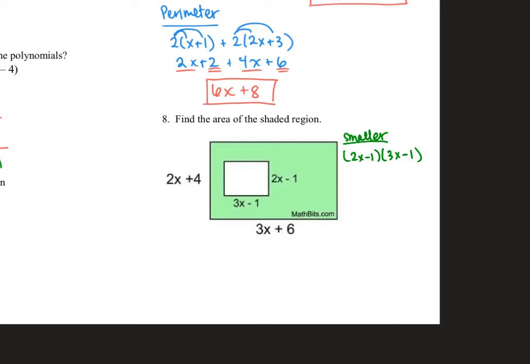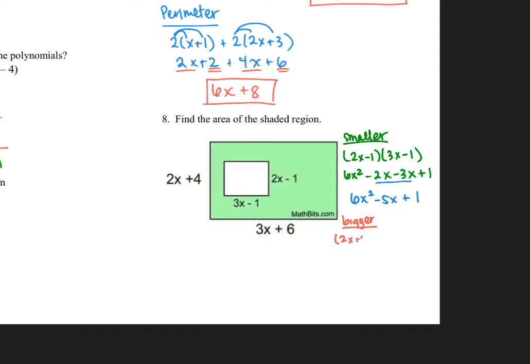Okay, and using distributive property here, 2x times 3x is 6x squared. 2x times negative 1 is negative 2x. Negative 1 times 3x is negative 3x, and then negative 1 times negative 1 is positive 1. Now we're going to combine like terms, my middle term, so I have 6x squared minus 5x plus 1. And now we're going to find the area of the bigger triangle, or bigger rectangle, sorry.